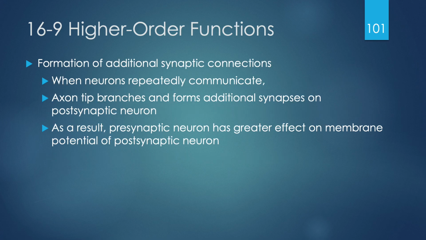The third cellular mechanism of memory formation and storage is developing new synaptic connections. So if one neuron continues to repeatedly communicate with another one, then the axon tip of the presynaptic neuron is going to branch out and form additional synapses on the postsynaptic neuron. So what this means is that that presynaptic neuron now has a greater opportunity to affect the membrane potential of the postsynaptic neuron. I think of this like if you're watering a plant. The more that you water a plant, the roots will grow towards the water, right? Because they want to get that connection and bring that in. Similarly, when neurons repeatedly communicate, they're going to grow towards the synapse that they're going to be synapsing upon.